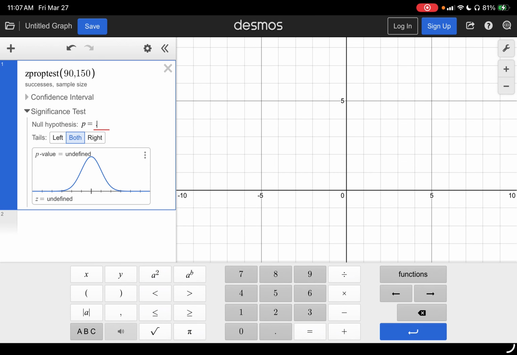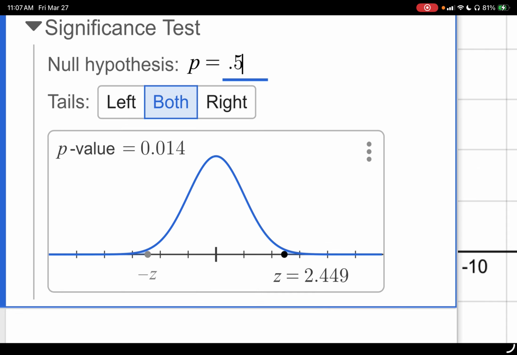Significance test: our null hypothesis is going to default to 0.5. I like to put 0.5 just in case. And like we talked about, because this is not 0.5, our alternative says that P is not 0.5. It's a two-sided test.